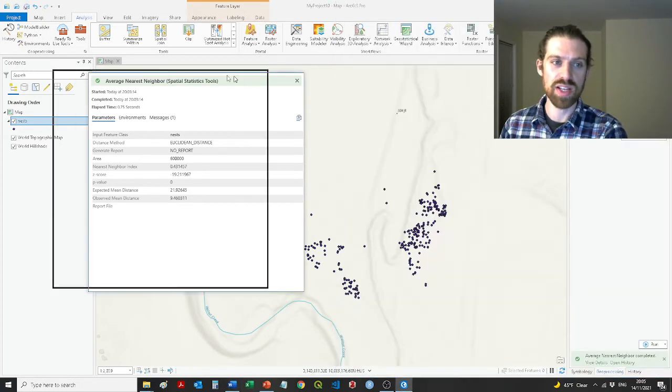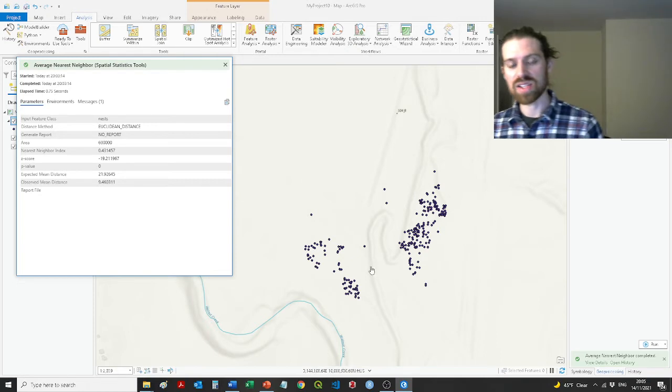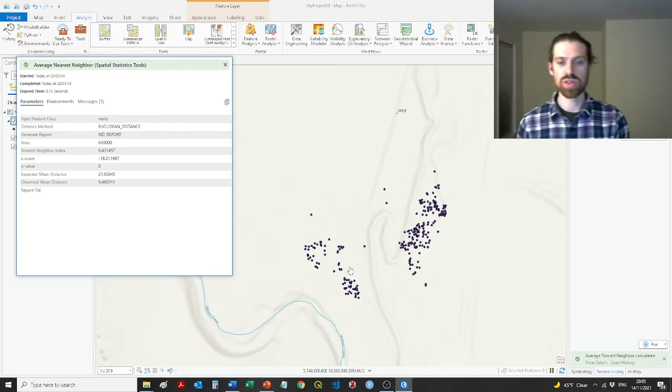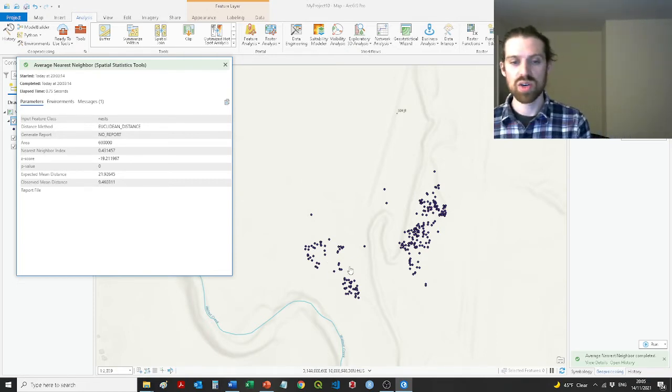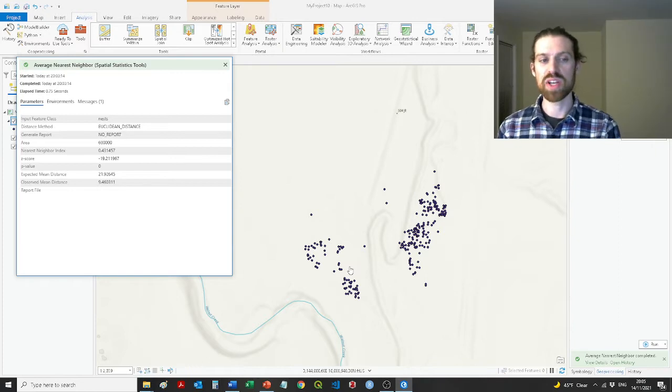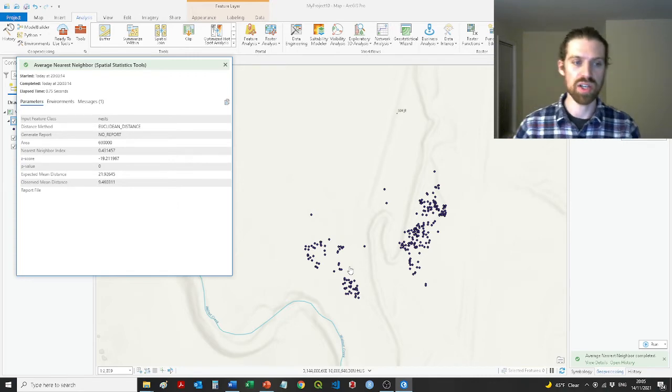But we didn't test whether these data points were clustered, which obviously would be a one-tailed test. We just said, are they significantly different? And the answer was yes, they are. They're significantly different from random. Here they are actually clustered.